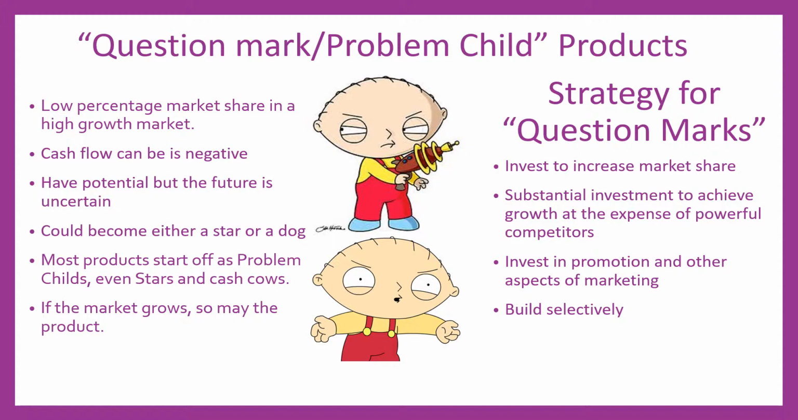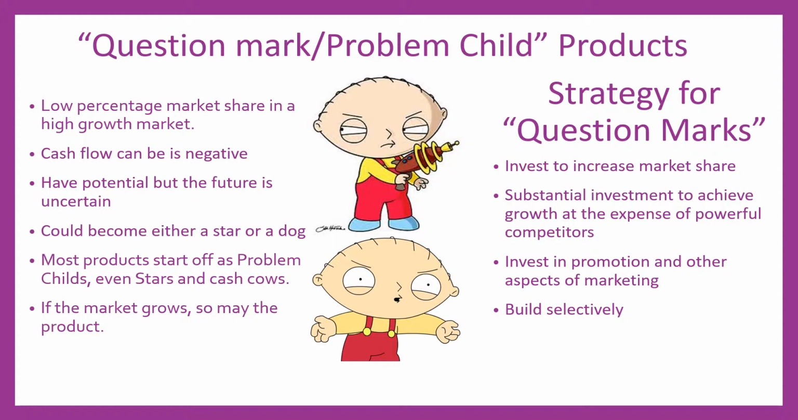Most products start off as problem child. So they will start down there at the bottom, and again, even stars and cash cows, they do actually start that way. It's very difficult for you to suddenly go, right, well, I've got a product that's going to instantly get all of this market share. And so if the market grows, then the product can as well.